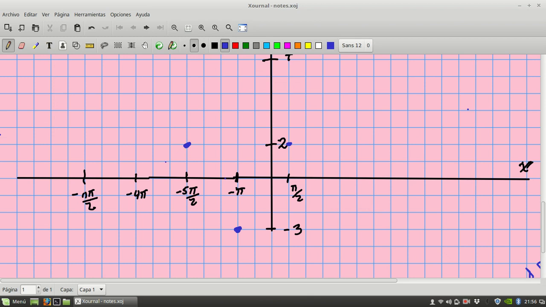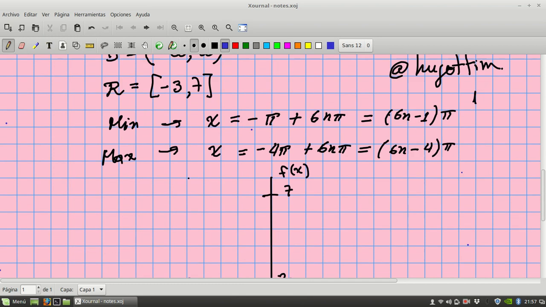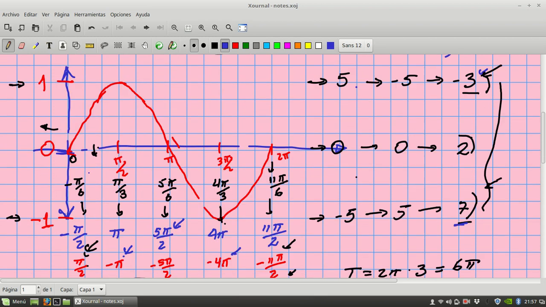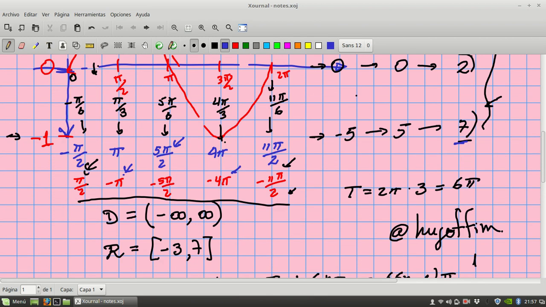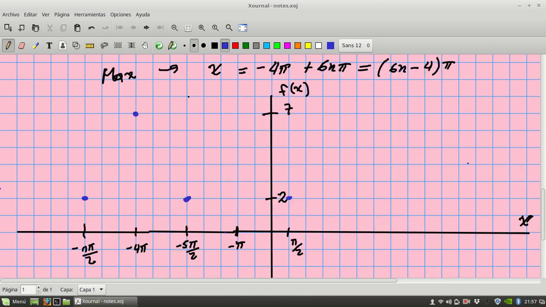The next point is negative 4 pi. So negative 4 pi goes with 7. And 11 pi halves goes with 2. Negative 11 pi halves goes with 2. Okay, so in this way we can see the graph.